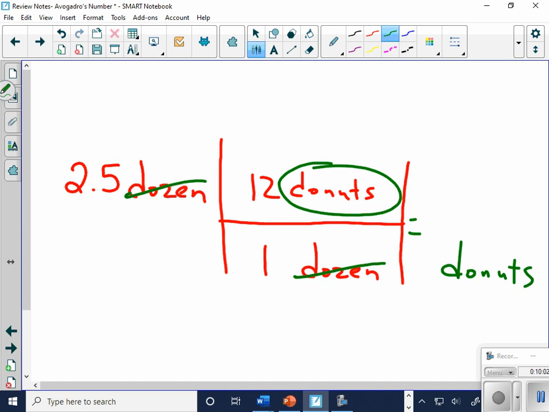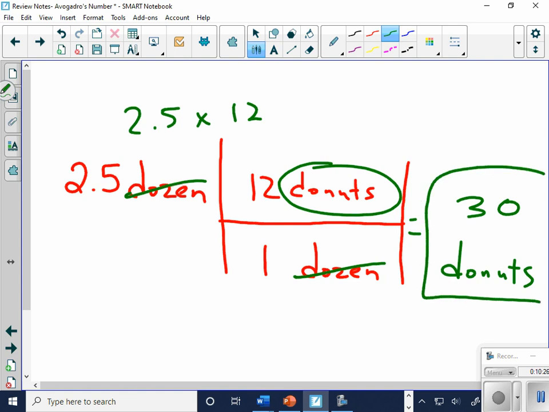My label is donuts. So I'm going to take 2.5 and I'm going to multiply it by 12 because I multiply what's on the top. So what's 2.5 times 12? 12, 24. 24 and 6 is what? 30? So I'm going to get 2.5 dozen is going to be equal to 30 donuts. Okay, you've done a conversion. You've used now, folks, a conversion box to convert from dozens to donuts.